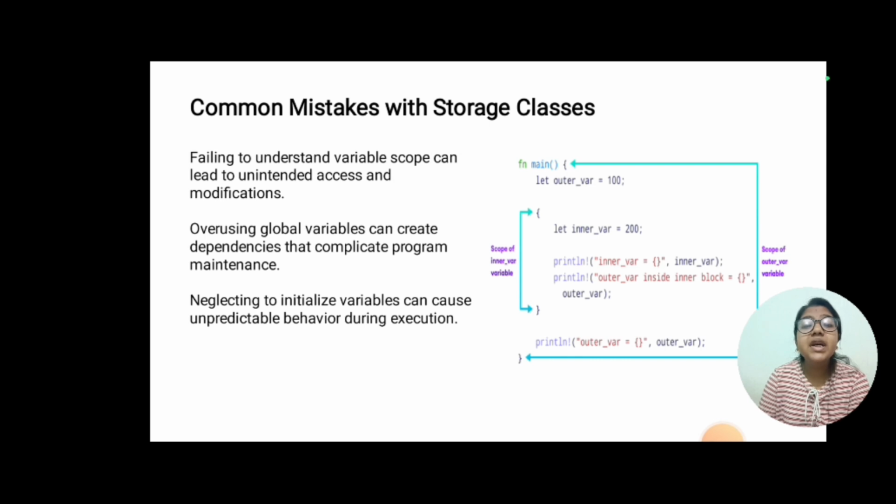Common mistakes we make with storage classes: failing to understand variable scope can lead to unintended access and modifications. Overusing global variables can create dependencies that complicate program maintenance. Neglecting to initialize variables can cause unpredictable behavior during execution.